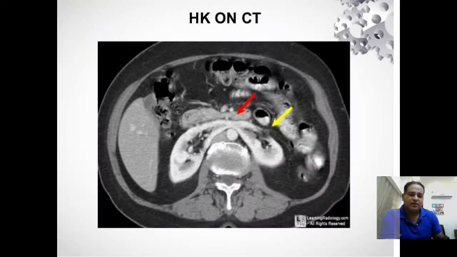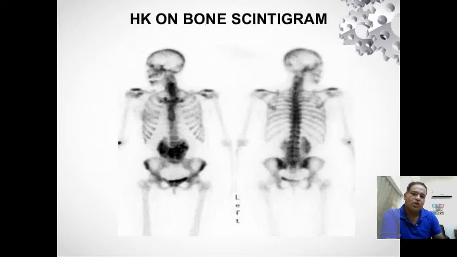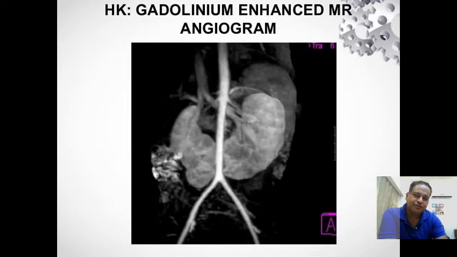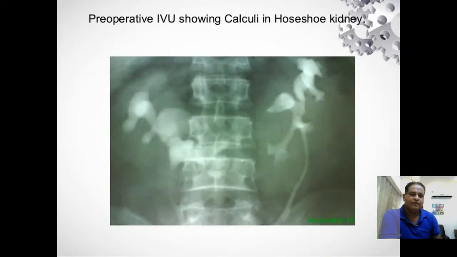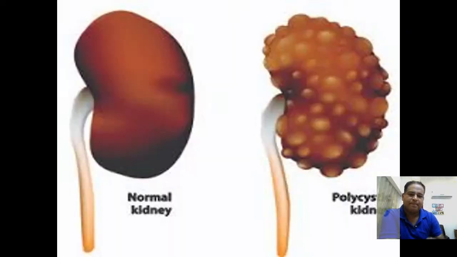This is horseshoe kidney when seen on CT scan. This is horseshoe kidney when seen on scintigraphy, the nuclear scan. Horseshoe kidney when seen on MRI. Fine. Now you see the stone formation in the horseshoe kidney. Right.